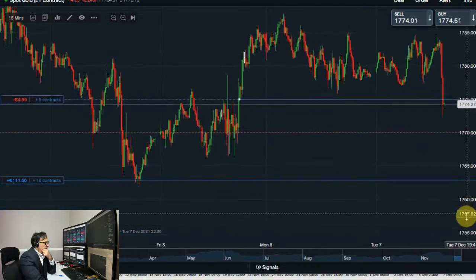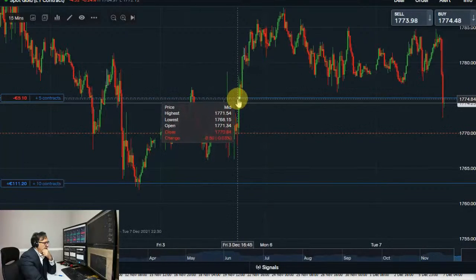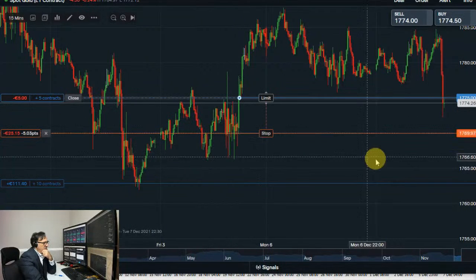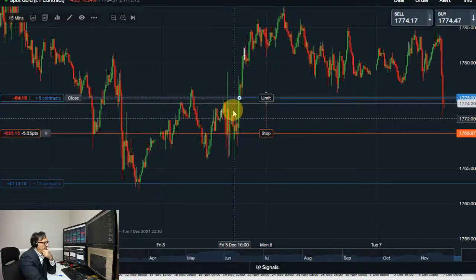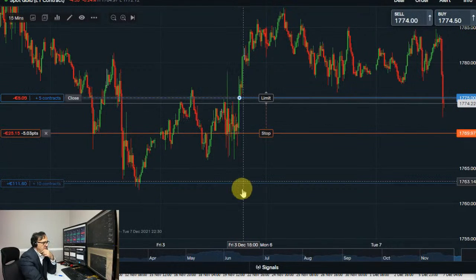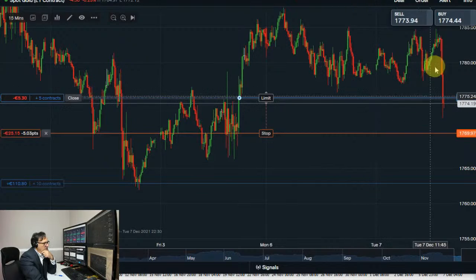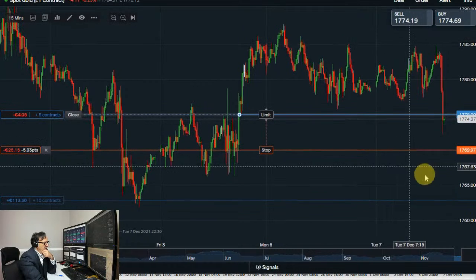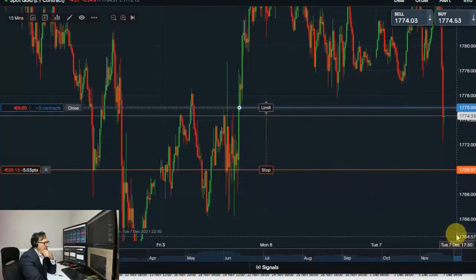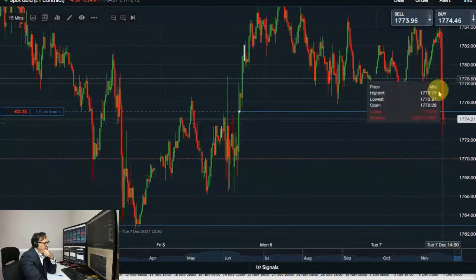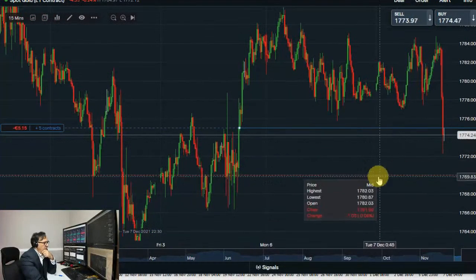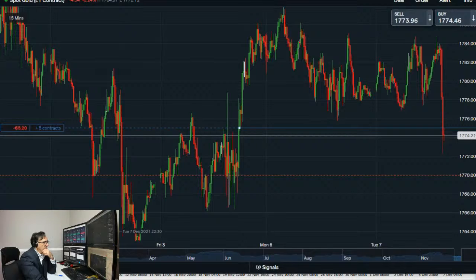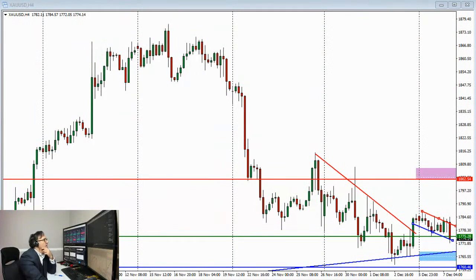So 1775, that's the entry, last entry. Stop is at 1770, so about $5 in price risk, and I was looking for a push higher towards 1800 and possibly even higher, but that didn't happen. So instead, big reversal. I'll need to reassess this, but I'm still holding. I'm still in this position, losing at the moment. Okay, so that's with gold.